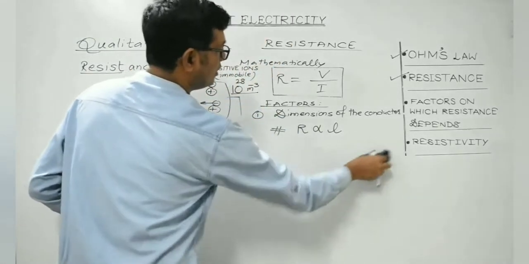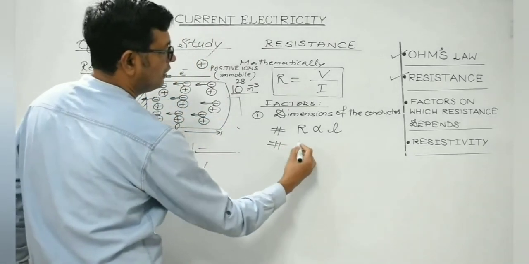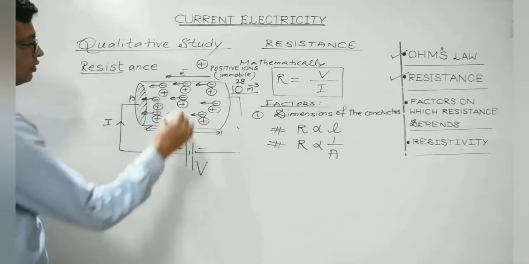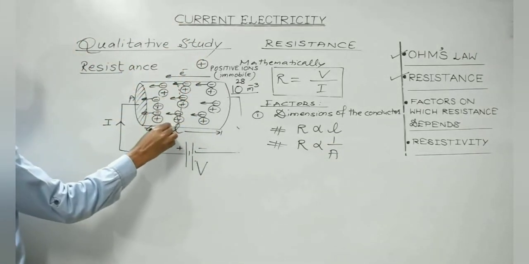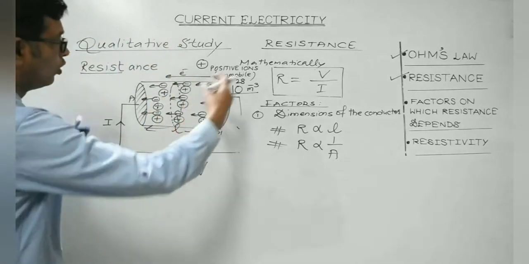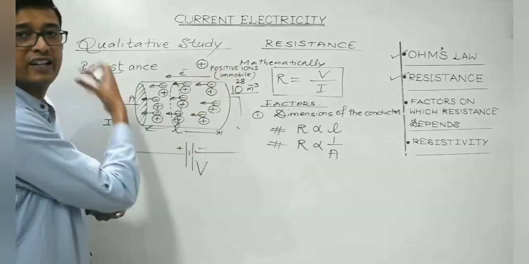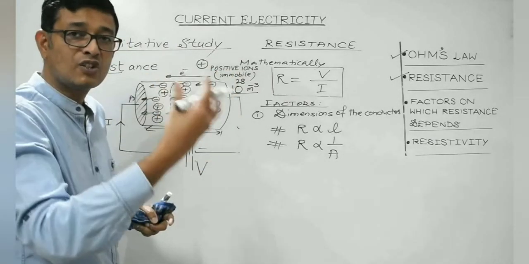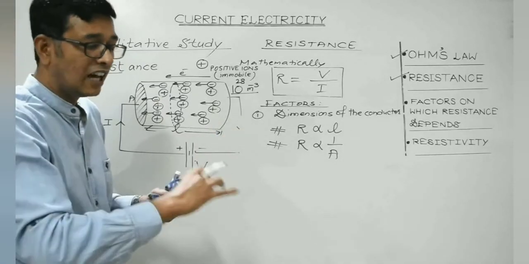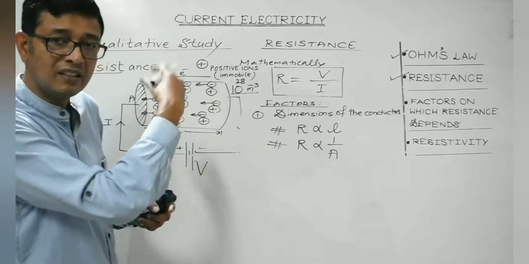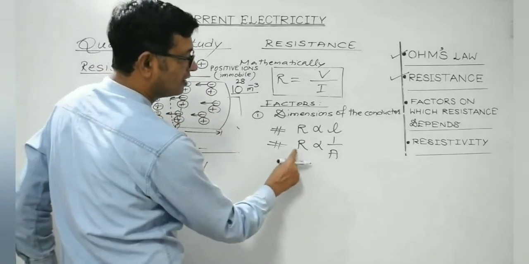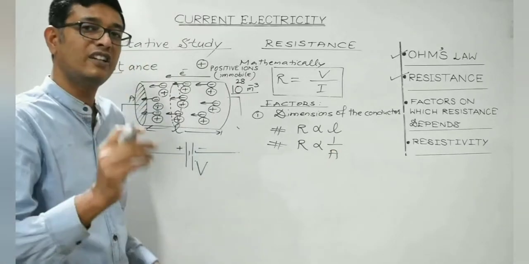Second, it is inversely proportional to the cross-sectional area of the conductor. Now look, this is the cross-sectional area. Greater the cross-sectional area, more will be the charge crossing per unit time. And more the charge crosses per unit time, greater will be the value of current. And larger the value of current flowing in the conductor means lesser is the resistance offered by the conductor. So therefore, resistance is inversely proportional to the cross-sectional area of the conductor.